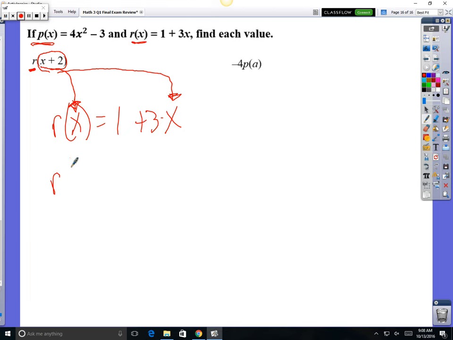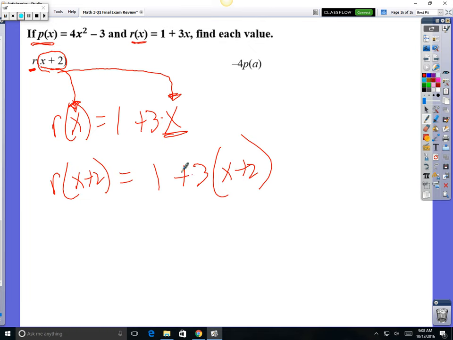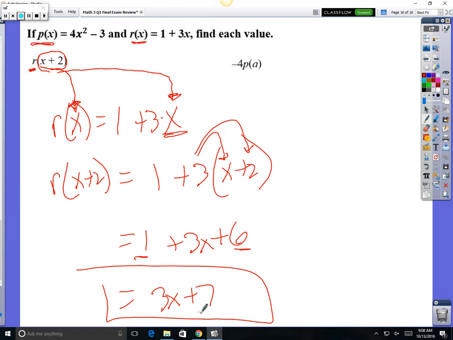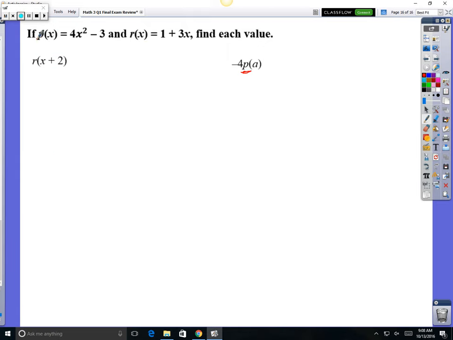So it's going to be r of x plus 2, take the x out and put x plus 2, equals 1 plus 3, and wherever the x is, put parentheses x plus 2. Now times these by 3. Times that by 3, times that by 3. So you have 1 plus 3x plus 6. The 1 and 6 are like terms, so you should have 3x plus 7. Okay, this one, they want p, so let's grab p. p equals 4x squared minus 3.